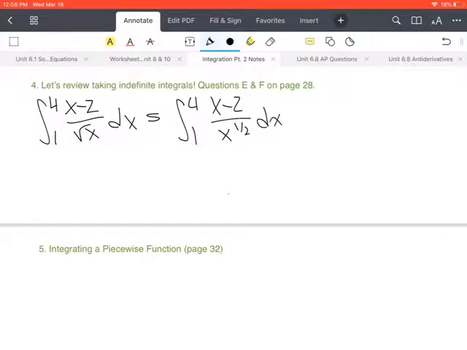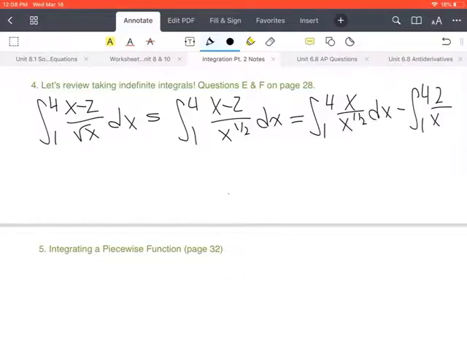Okay, I have two options here. I can multiply an x to the negative 1/2 through, like a distribution, or I can just split this up into two separate fractions. This is the integral from 1 through 4, x divided by x to the 1/2 dx, minus the integral from 1 through 4, 2 divided by x to the 1/2 dx. Okay? All right, so I can simplify this.